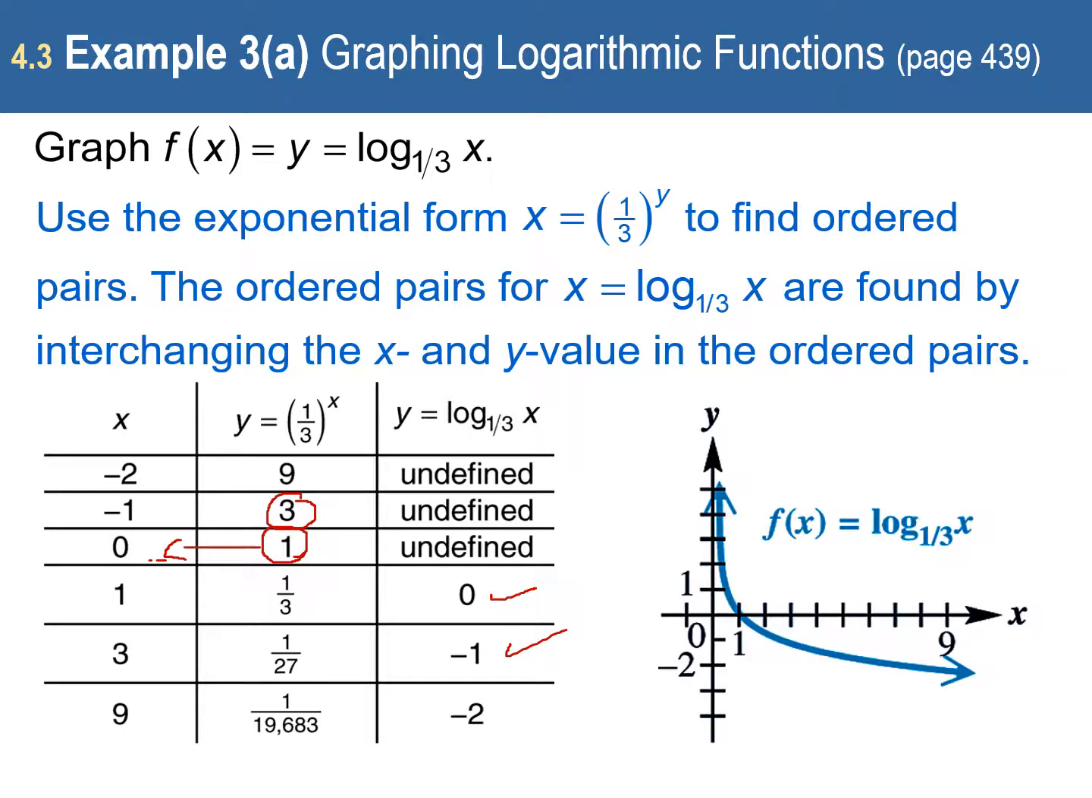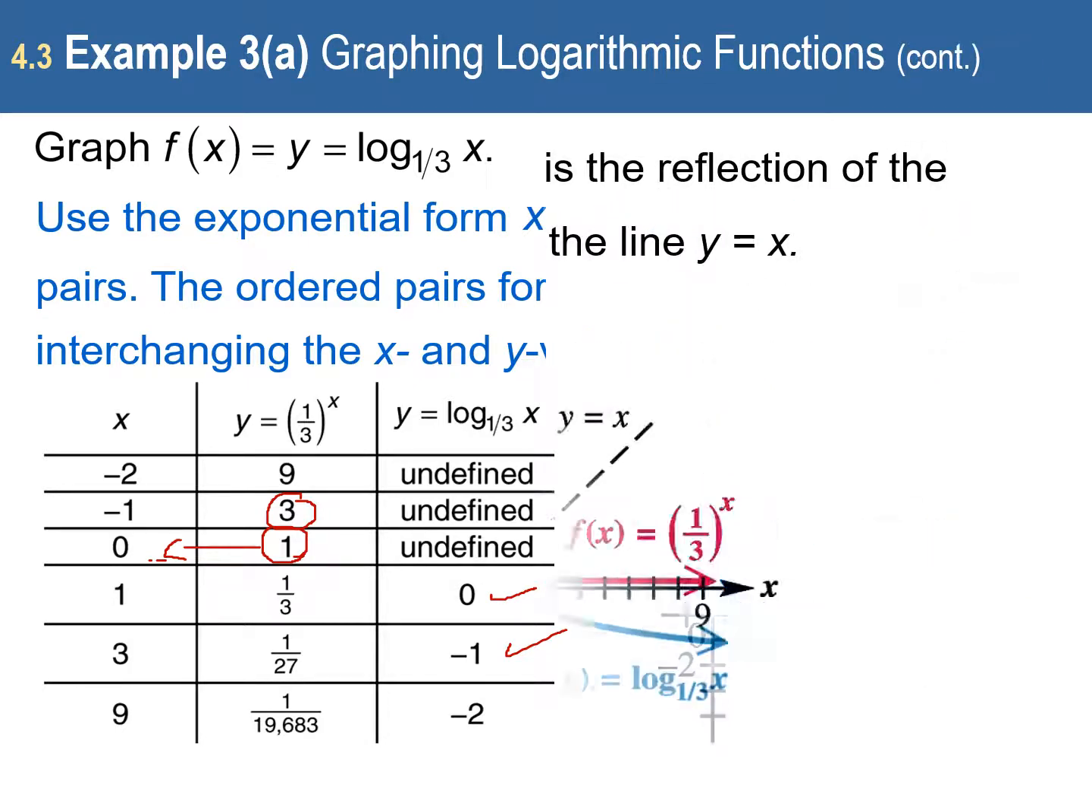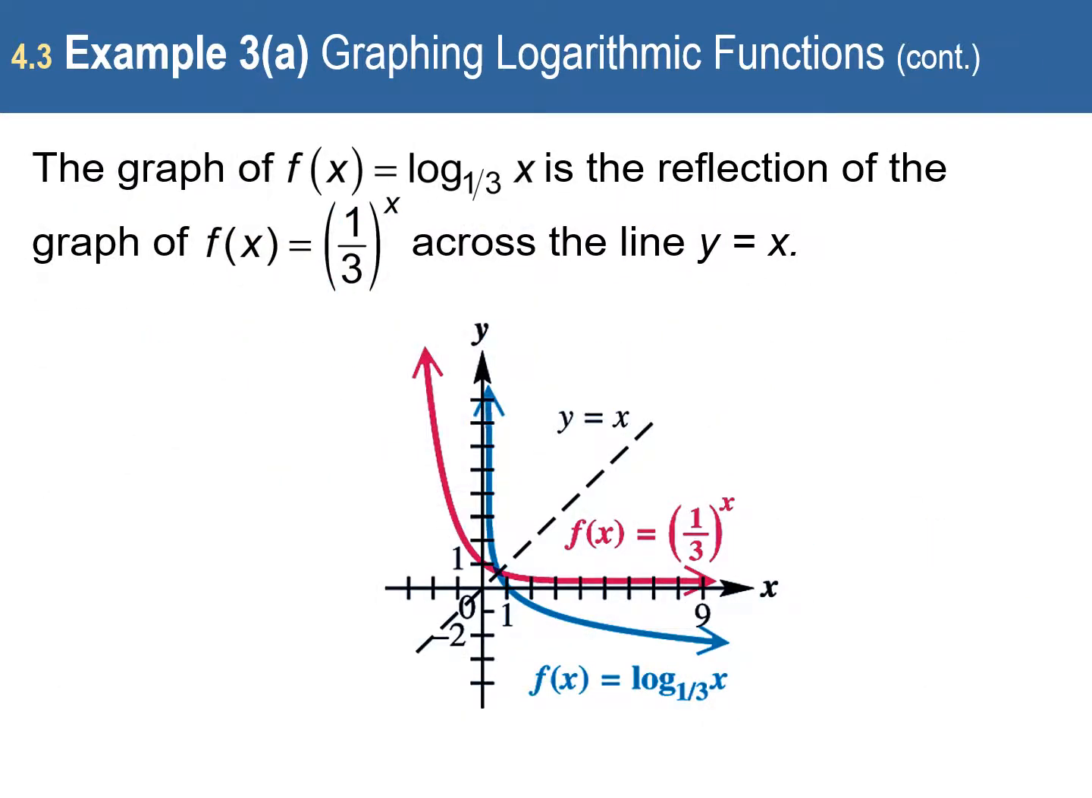You can graph these points and you see it follows the pattern with the vertical asymptote of x equal to 0, and it's decreasing. So the graph of this function is a reflection of y equals 1/3 to the x across the line y is equal to x.